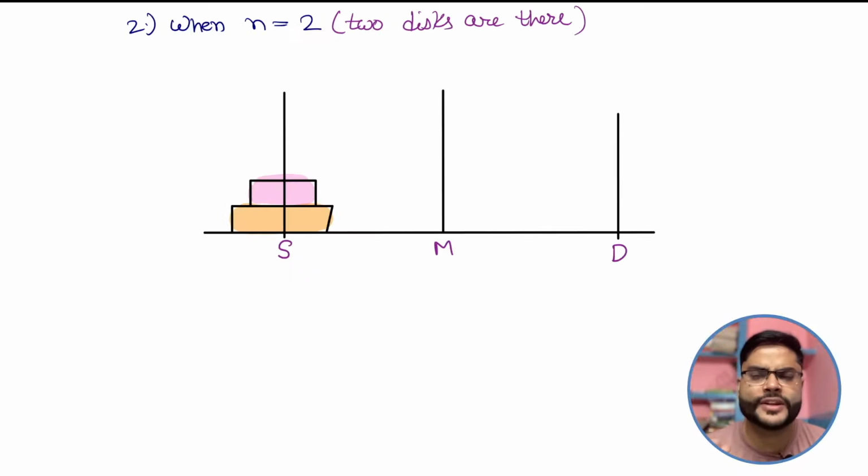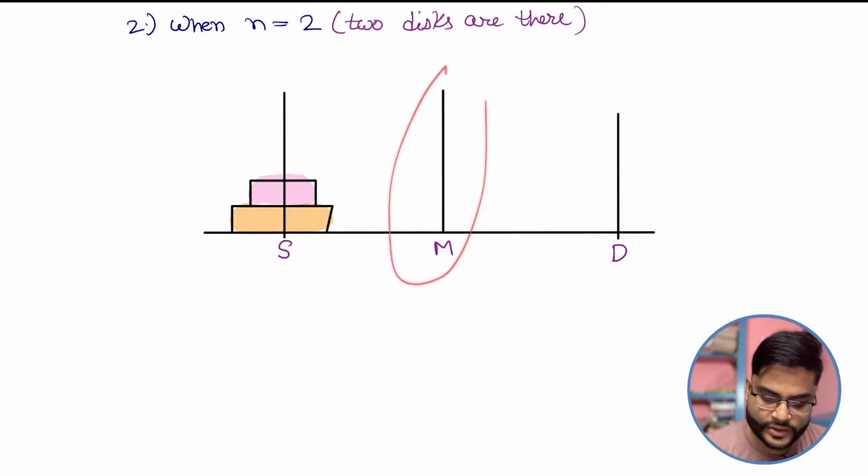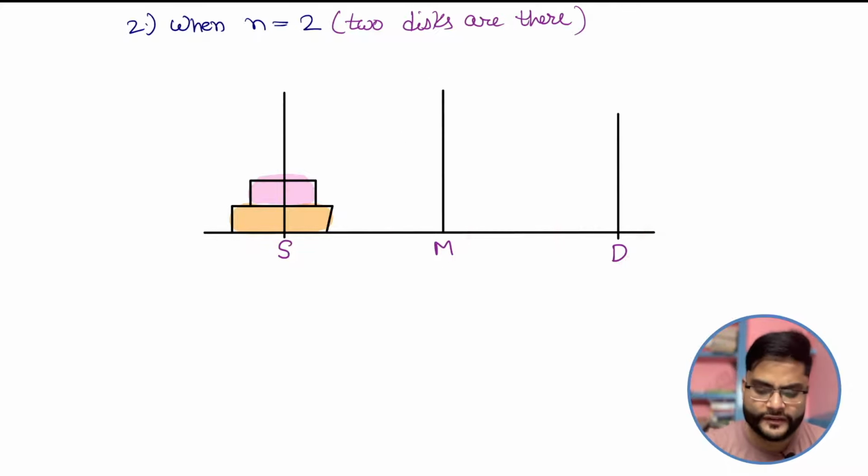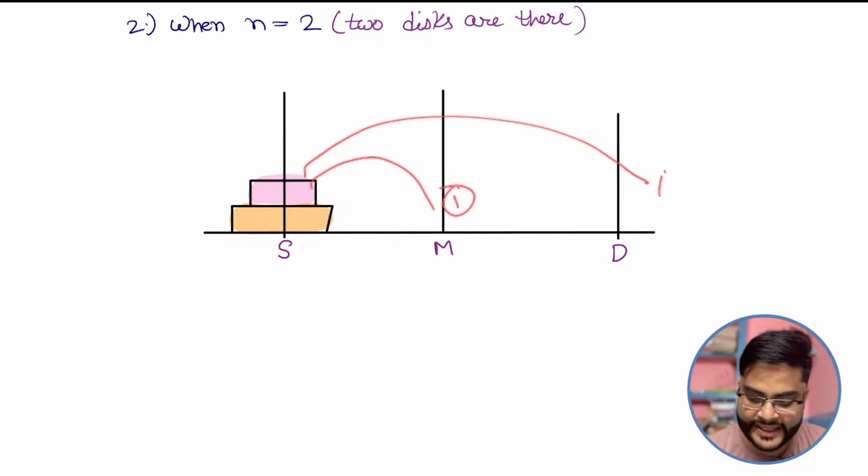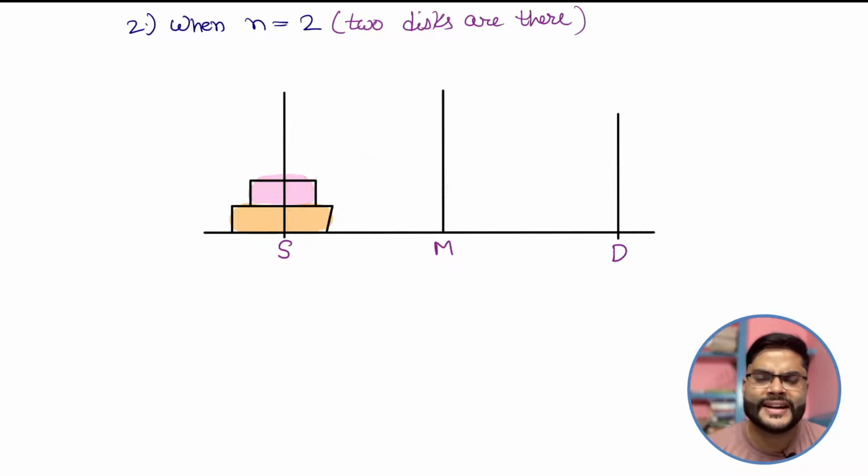Now when I have two disks which I want to move to the destination, how can I do that? There are two other rods. So on which rod will I place my lightest disk first? This is my lightest disk. Let's name it 1. Okay, so on which rod can I move this disk? I can move it here also, I can move it here also. Okay, so let's hit and try.